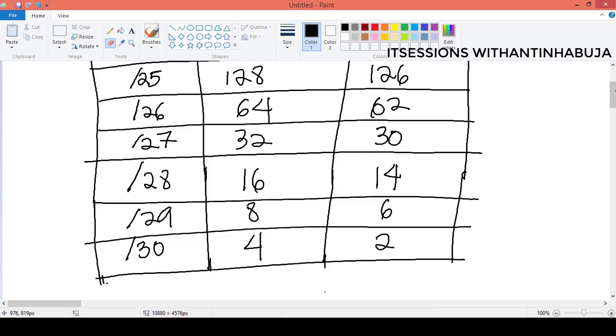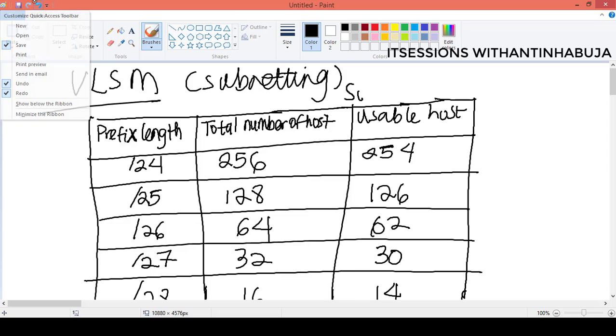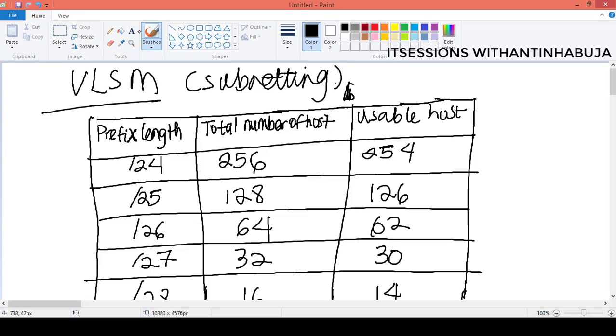So this is what we should understand, and this subnet table, we call it a subnet table, is what we will use throughout our subnetting. So this is our subnet table.